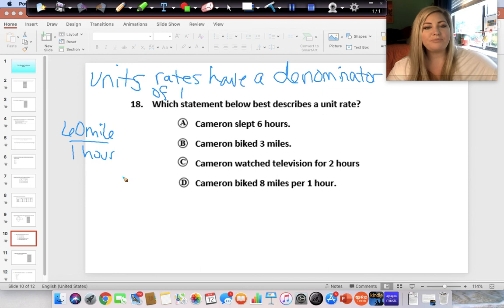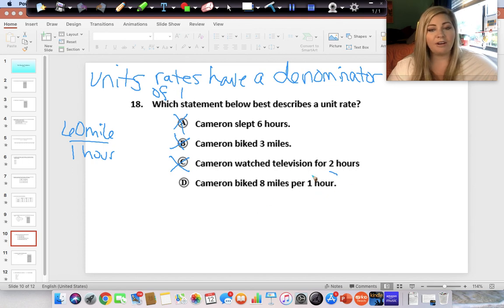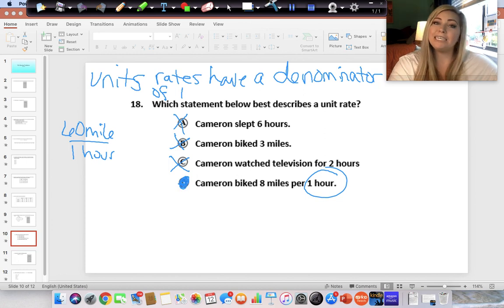Denominator is 1. Okay, it says Cameron slept 6 hours. Well, that doesn't even give me a denominator, so that's not it. Cameron biked 3 miles. Again, no denominator. Cameron watched television for 2 hours. Again, no second number. Cameron biked 8 miles for 1 hour. Again, our denominator is 1, and we've got 2 numbers, so that works. Our answer choice is D.